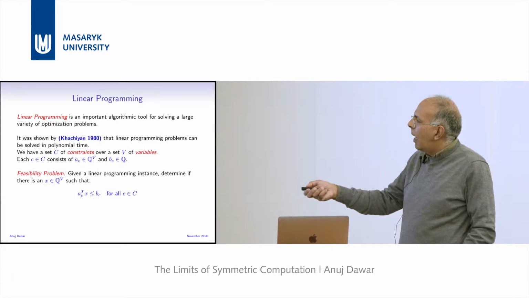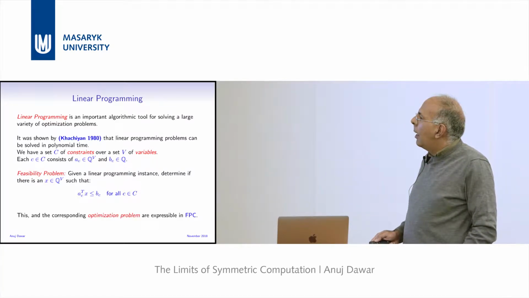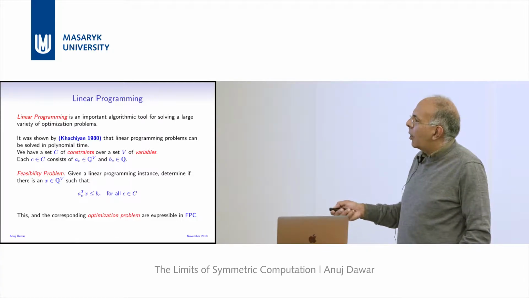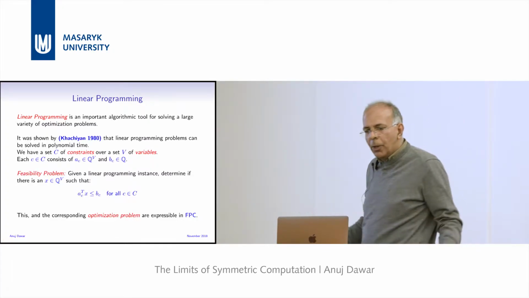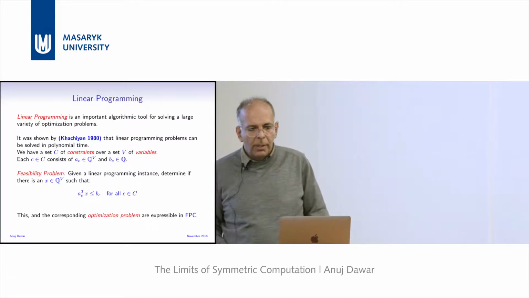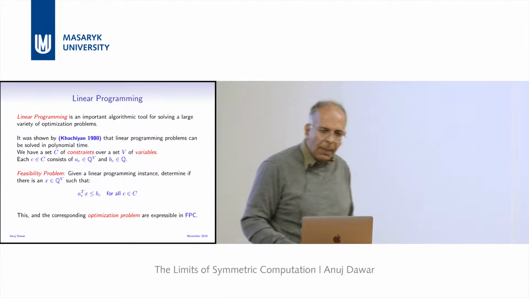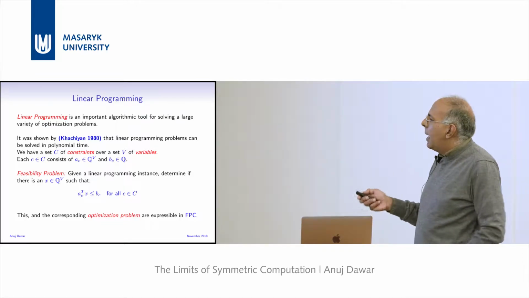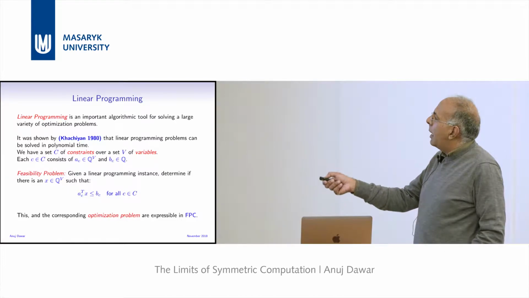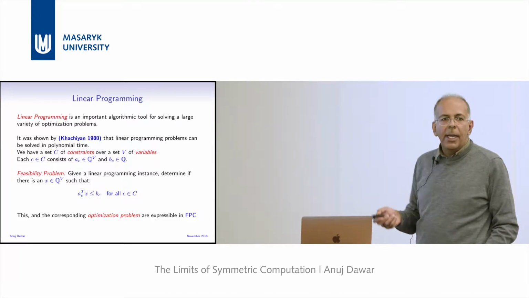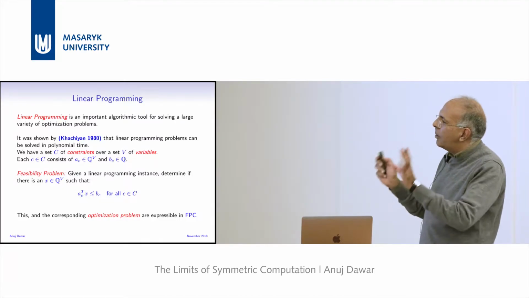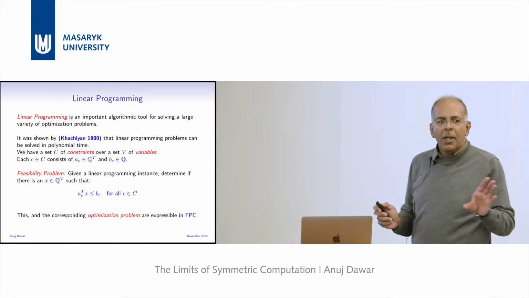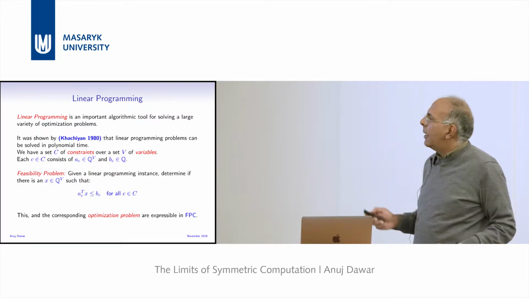Instead of equations, I have inequalities. And there's a corresponding optimization problem where you have a collection of constraints and you also have a linear function you're trying to optimize, minimize or maximize, as the case may be. And we showed that these things are expressible in FPC. Basically, the ellipsoid method of Khachiyan can be translated into FPC. So let me give you some idea of what's involved here to see what's different from the Gaussian elimination case.